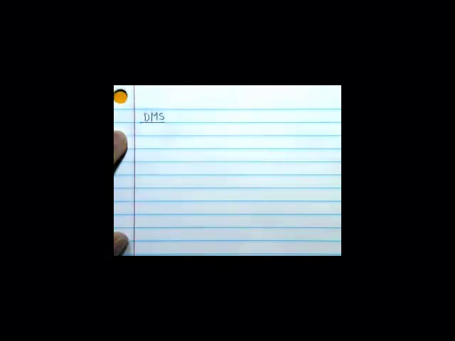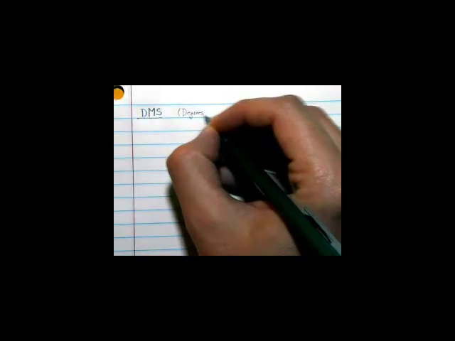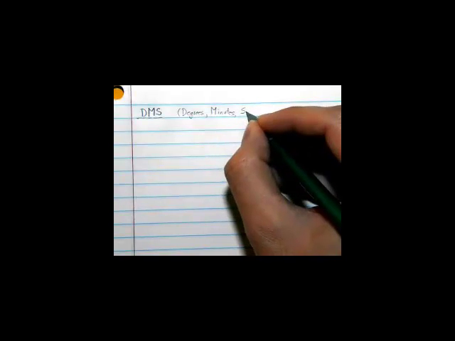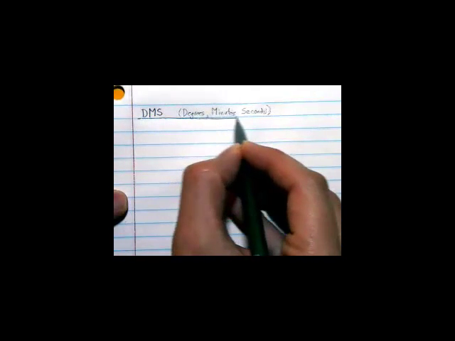DMS stands for degrees, minutes, seconds. Apparently there were some people out there sailing ships that really didn't like decimals for some reason, so they had to come up with this. It's kind of confusing because it uses the words minutes and seconds, and people think minutes and seconds, and what do you automatically think about? Time. And this is not time. However, things are broken up the same way that minutes and seconds are.